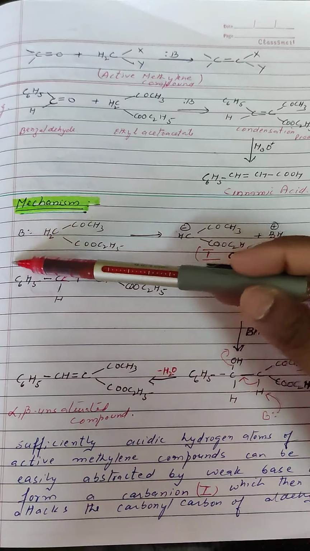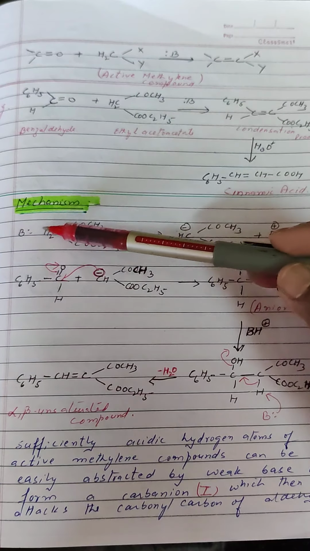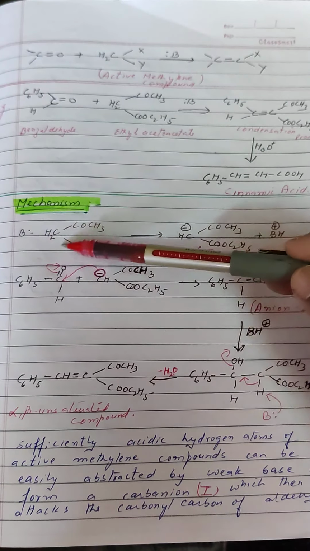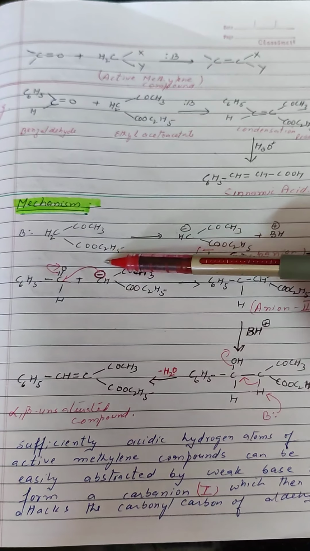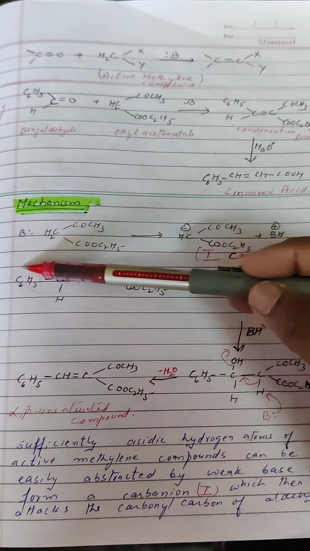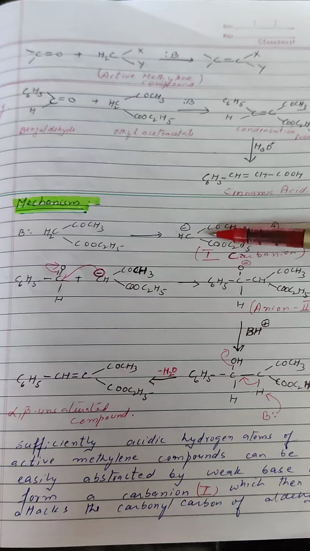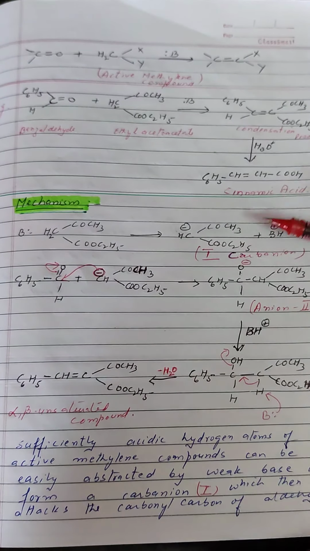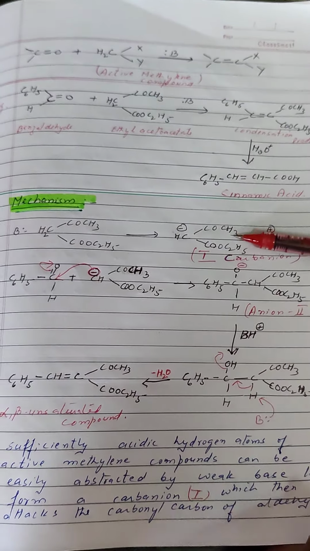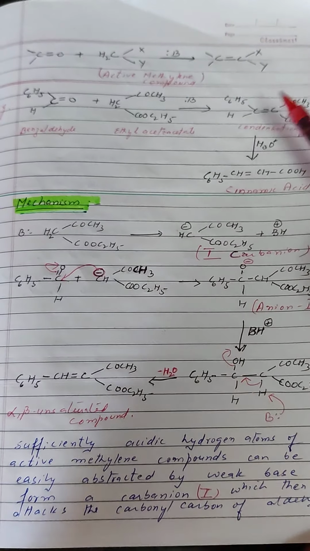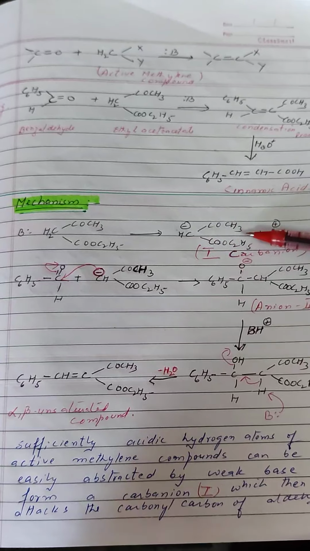These sufficiently acidic hydrogen atoms of active methylene compounds can be easily abstracted by a base to form a carbanion 1. Here this is the carbanion which is formed from the active methylene compound, it has been formed as carbanion 1.